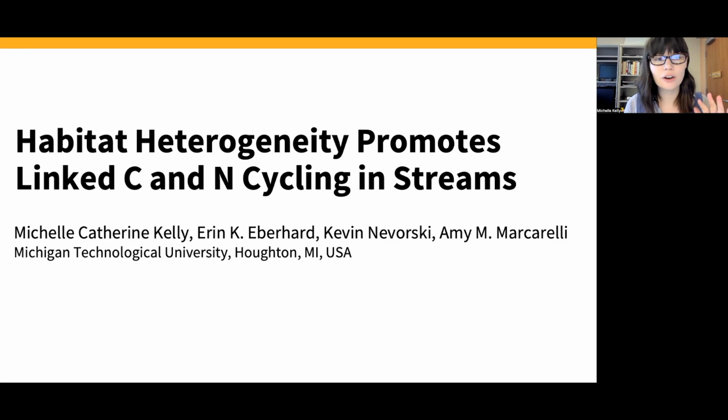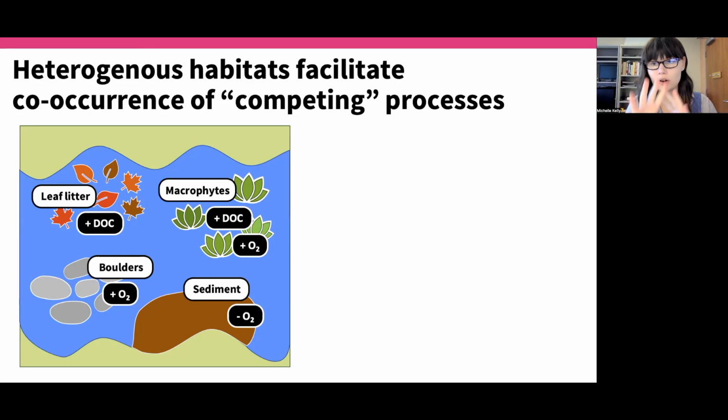Okay, so we know that within streams, heterogeneous habitats can facilitate the co-occurrence of processes we typically thought of as competing. So this is a very idealized stream reach where we have different habitat patches: leaf litter, macrophytes, boulders, and some sediment. And those different habitat patches have different characteristics, right?